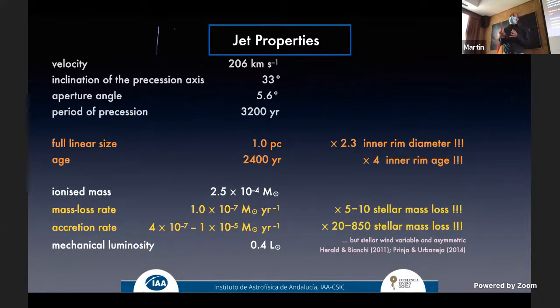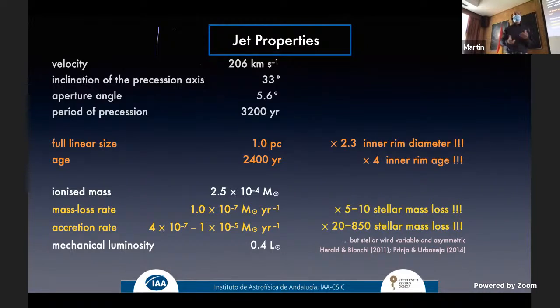The full linear size of the jet is more than 2 times larger than the diameter of the inner shell there. And it's older. So the jet was emitted before the nebula was created.